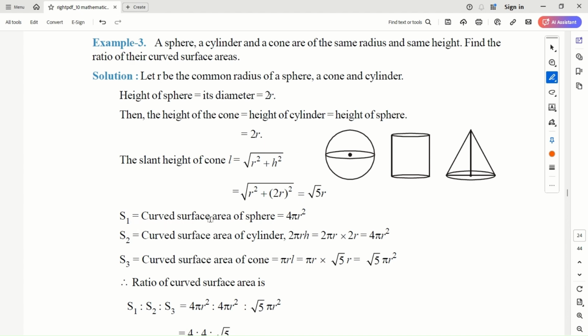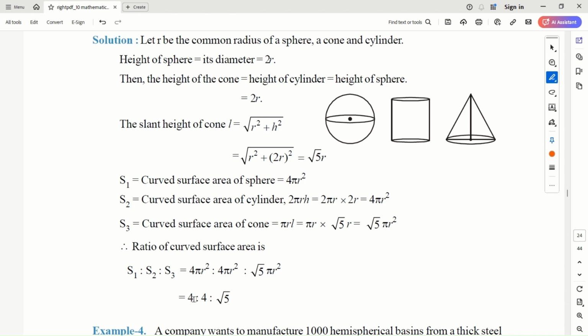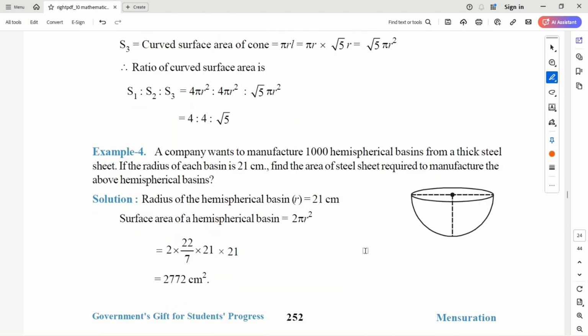So first is curved surface area of the sphere, which is 4 pi r square. Curved surface area of the cylinder is 2 pi r h, 2 pi r into 2r. Curved surface area of the cone is pi r L, which is nothing but square root of 5 pi r square. So the ratios are 4 is to 4 is to square root of 5. This is the answer. Next.